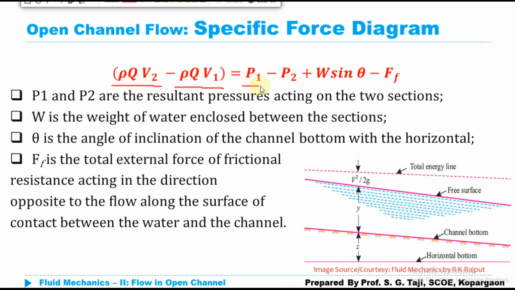So what are the forces? P1, the pressure force at section 1, minus P2, the pressure force at section 2. The negative sign indicates that it is acting opposite to the direction of motion, plus W sine theta, minus the frictional force, again with a negative sign indicating that it is acting opposite to the direction of motion, where theta is the angle of inclination of the channel bottom, measured with respect to the horizontal, as we defined earlier. So this is the equation.